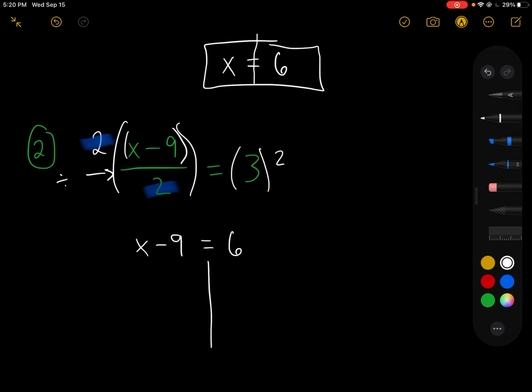Leaves us with a nice one-step equation without any fractions. So in this case, because the 2 is over everything, we're able to count it as division, and we were able to multiply to move it to that other side. Now, instead of subtracting 9, we'll add 9 to both sides. Again, same thing, both sides keeps balance. x equals 15.